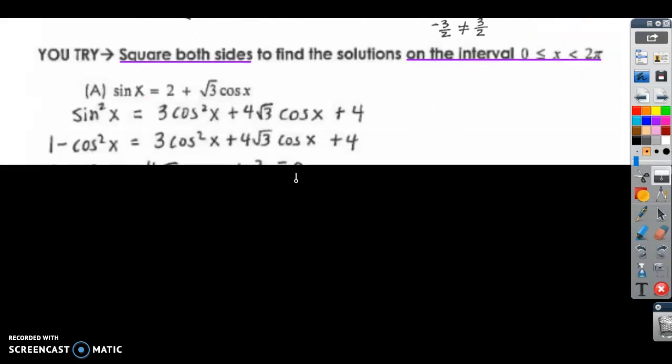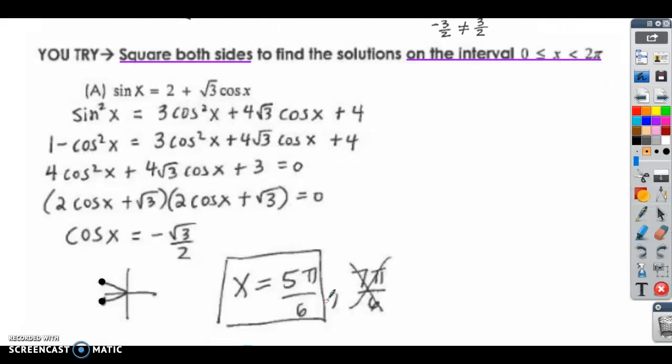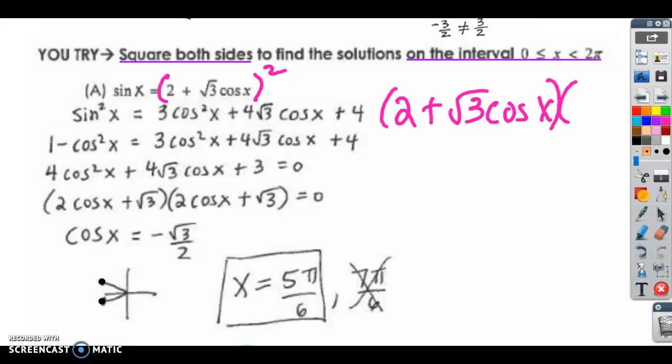And I think this is the last problem. So for this one, I went ahead and squared both sides. When you square 2 plus square root of 3 cosine of x, that is something it's got to be FOILed, because you've got a binomial times the same exact binomial. I'm running out of room here.